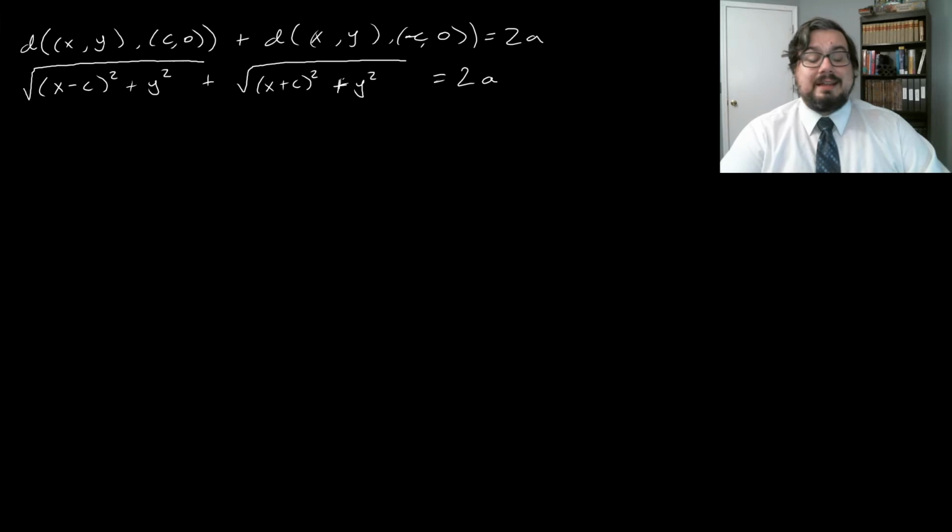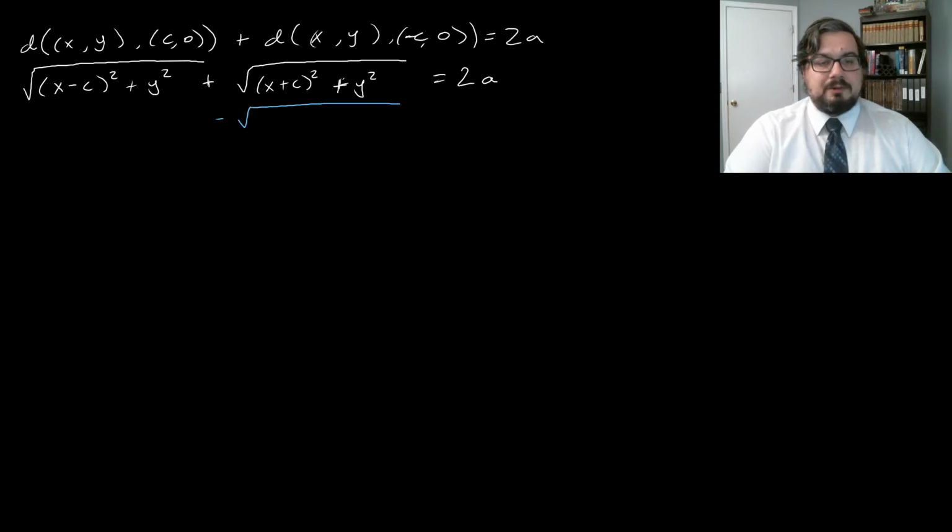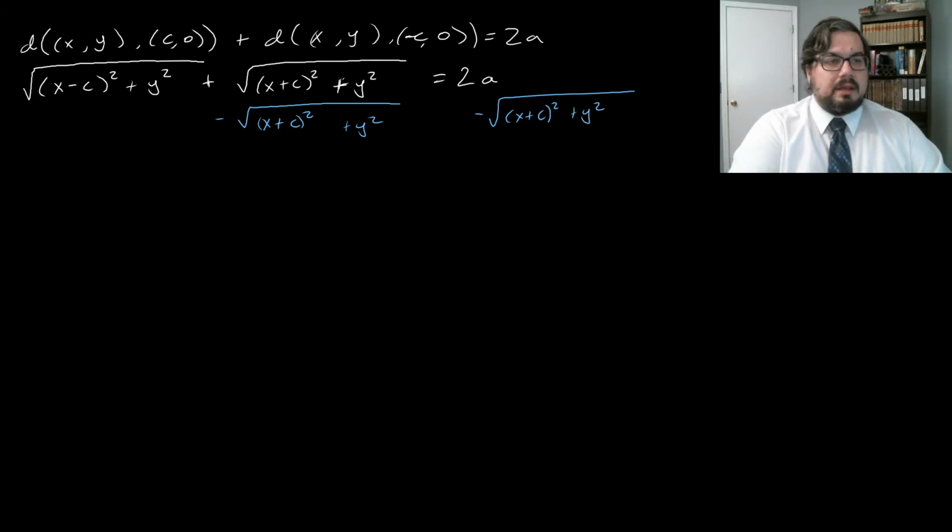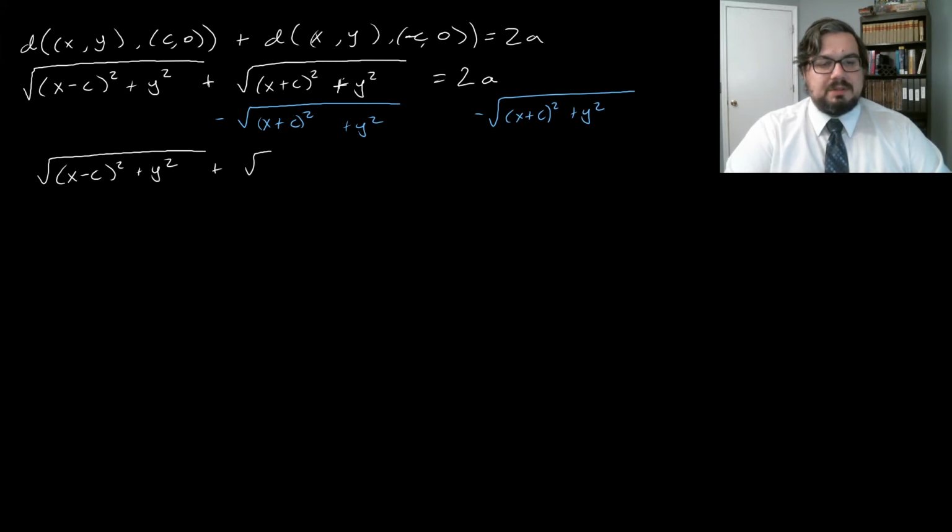The way that we're going to do that is eliminate the square root expressions one at a time. So we're going to subtract the square root of (x plus c) squared plus y squared from both sides of this equation in order to get the square root of (x minus c) squared plus y squared equals, that was the whole point, 2a minus the square root of (x plus c) squared plus y squared.